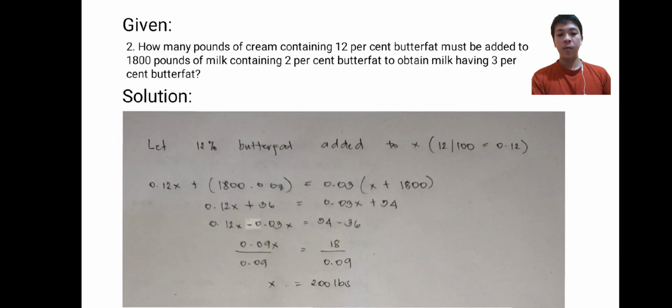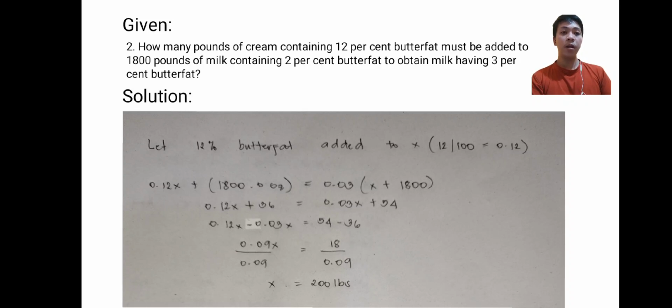Question number 2. How many pounds of cream containing 12% butterfat must be added to 1,800 pounds of milk containing 2% butterfat to obtain milk having 3% butterfat? So let x be the pounds of 12% butterfat cream added, 12 over 100 is equal to 0.12. So 0.12x plus 1,800 times 0.02 is equal to 0.03 times (x plus 1,800). Therefore, 0.12x plus 36 is equal to 0.03x plus 54.